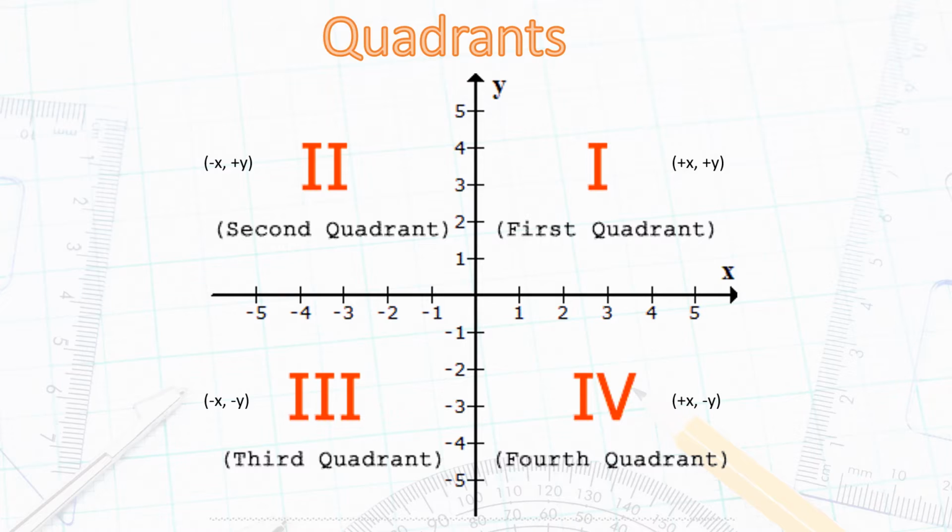Top right is quadrant 1. It's where both x and y are positive. Quadrant 2 is on the top left. X is negative, y is positive. Quadrant 3, bottom left, both are negative. Quadrant 4, bottom right, x is positive, y is negative.